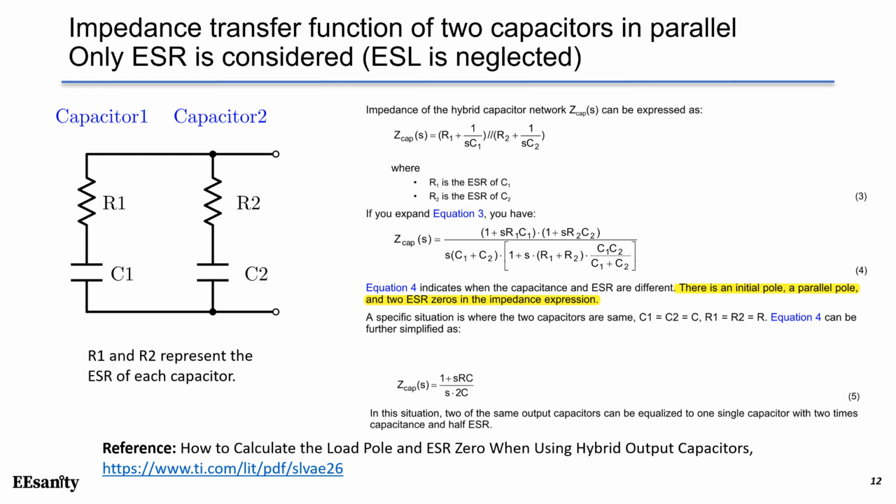Another simple case is if we have two identical capacitors, that means R1 equals R2, C1 equals C2. So the overall impedance can be further simplified. The equivalent ESR is just half of the resistance, and the total capacitance is 2 times C.